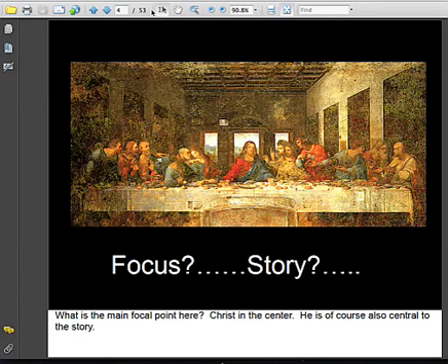Okay, and here's another one again. What's the main focal point? Da Vinci, we're all familiar with this painting, of course.